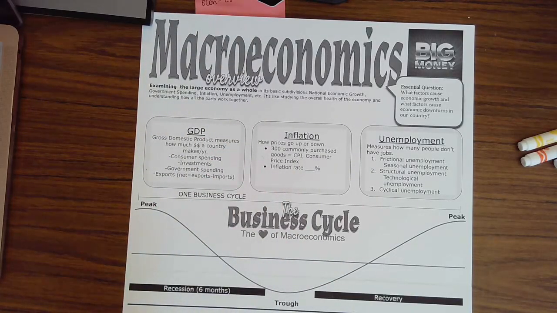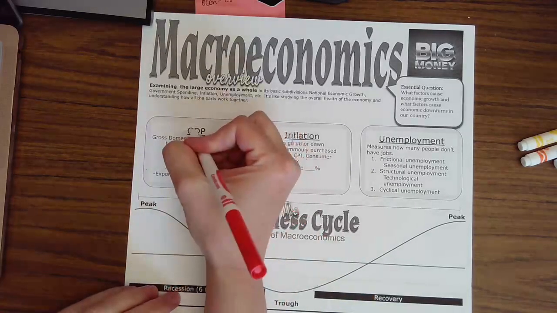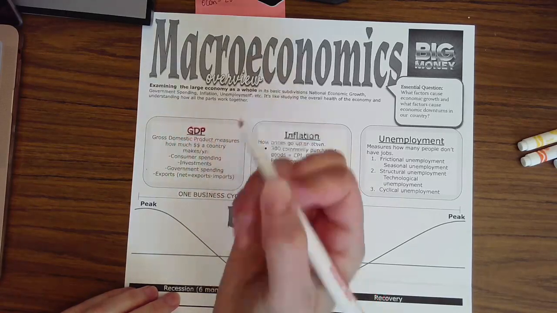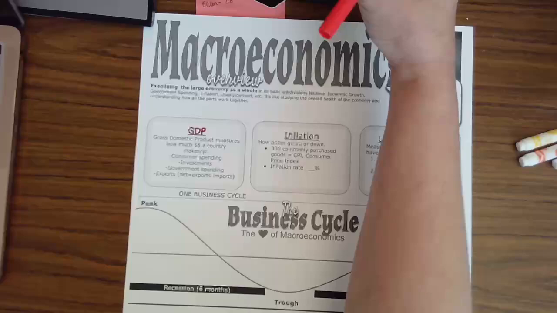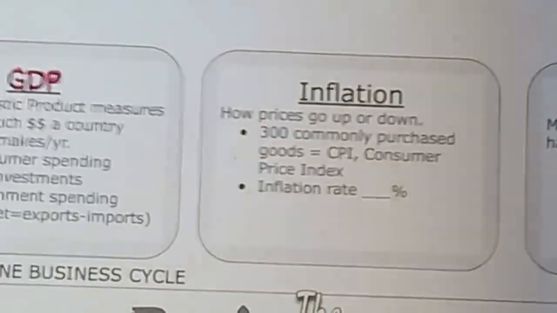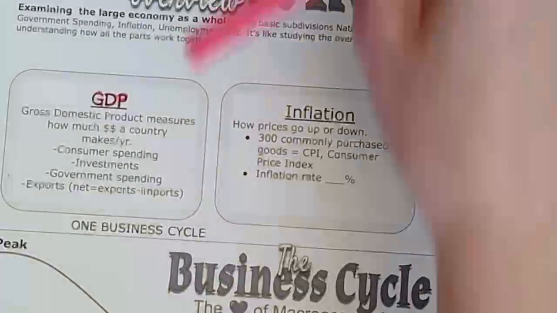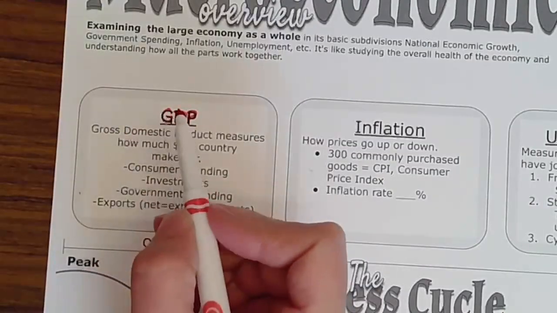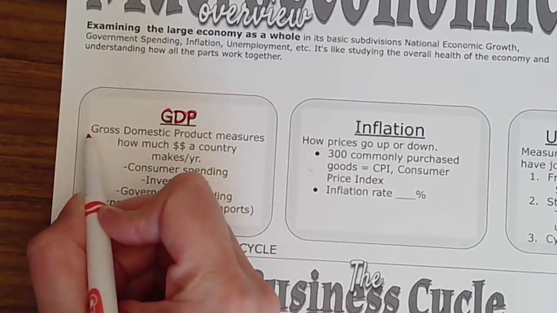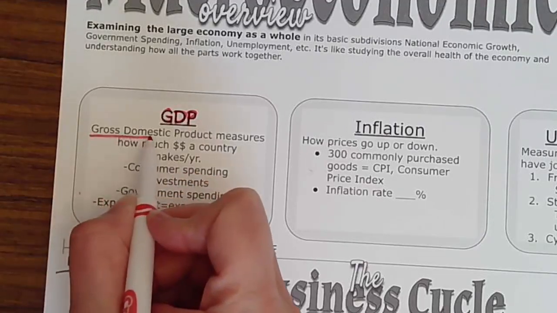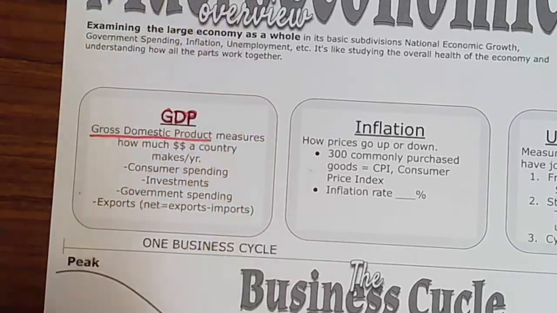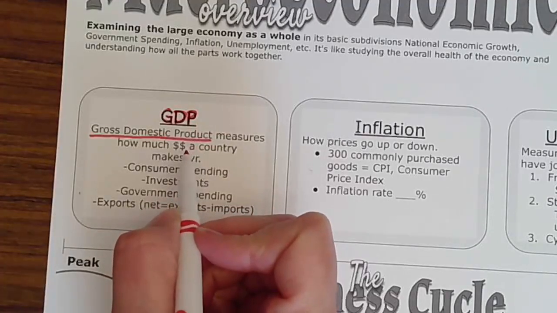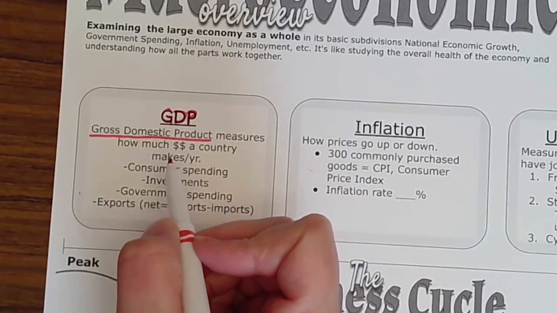Okay, we're going to start here with GDP. Would you please go ahead and write over the top of that GDP? I'm going to get a little closer in here. There we go. Okay, so we're going to focus here. GDP, what does it stand for? Tell me. Gross domestic product. We're going to go ahead and underline that so we remember that the GDP is a gross domestic product.